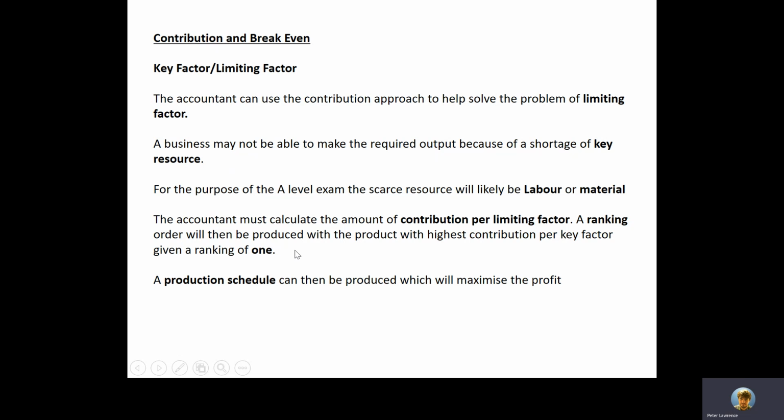Now, a ranking order will then be produced with the one product with the highest contribution per key factor, giving a ranking of 1. We then produce a production schedule, sometimes called an optimized production plan, which will help maximize profit.